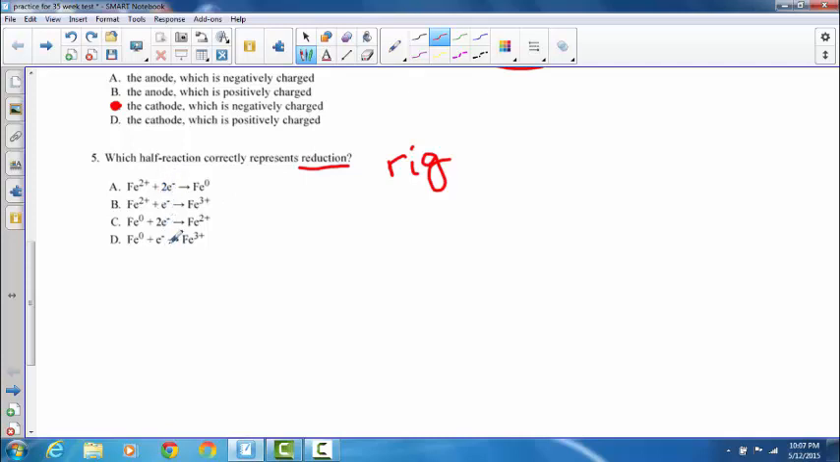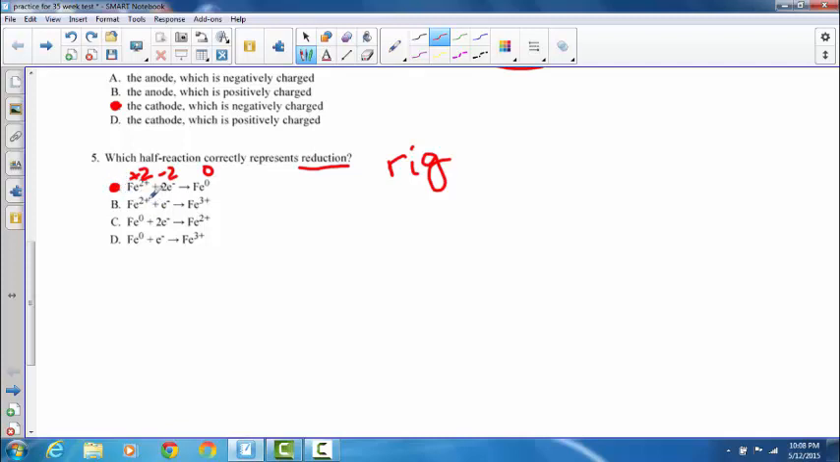All of these answer choices have shown the gaining of electrons before the arrow. So now what it's really about is seeing which one has the charge correctly. So this one has a positive 2 and a negative 2, and it comes out to 0. That is correct, so that is going to be our answer choice.